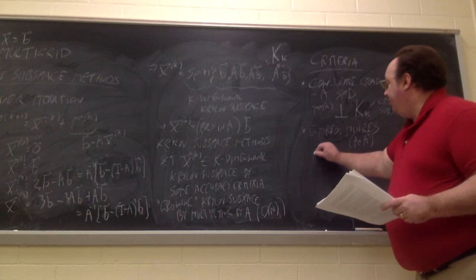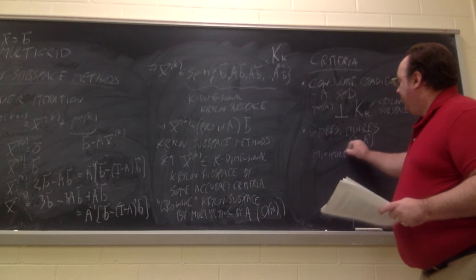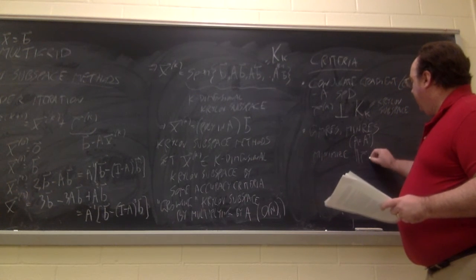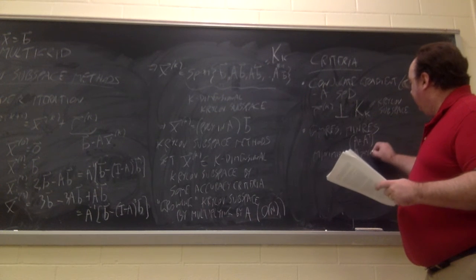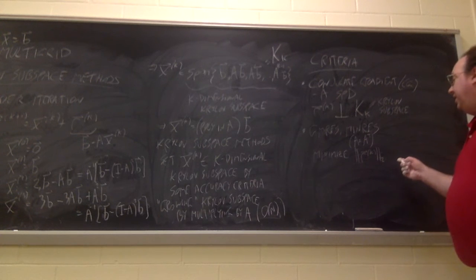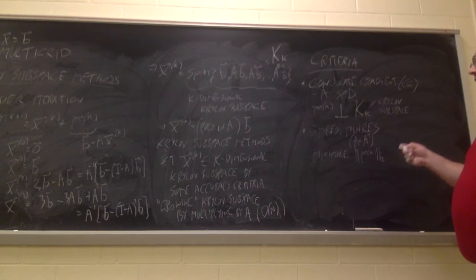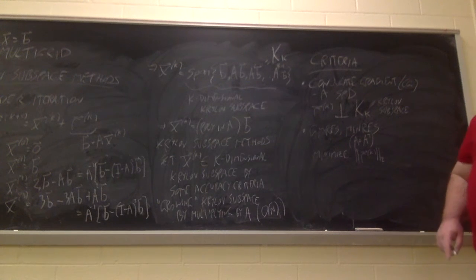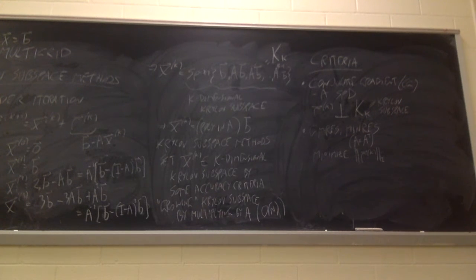And the goal here is to minimize the norm of the residual, the 2-norm. So in other words, the idea is to choose your iterate xk so that the residual is as small as possible. Now, if your residual is small, there's a good chance that your error is small too. That is not a guarantee, especially when A is ill-conditioned. But it's a criterion that can be implemented without too much difficulty.